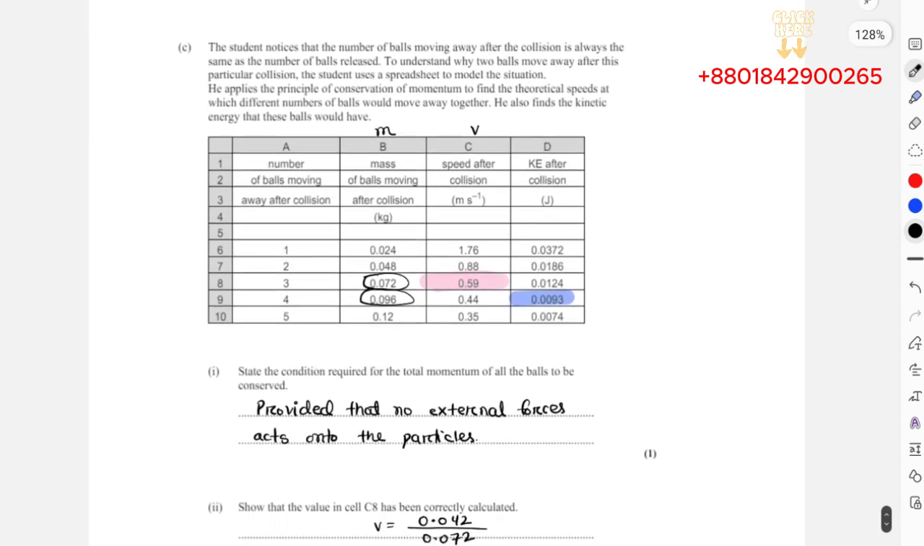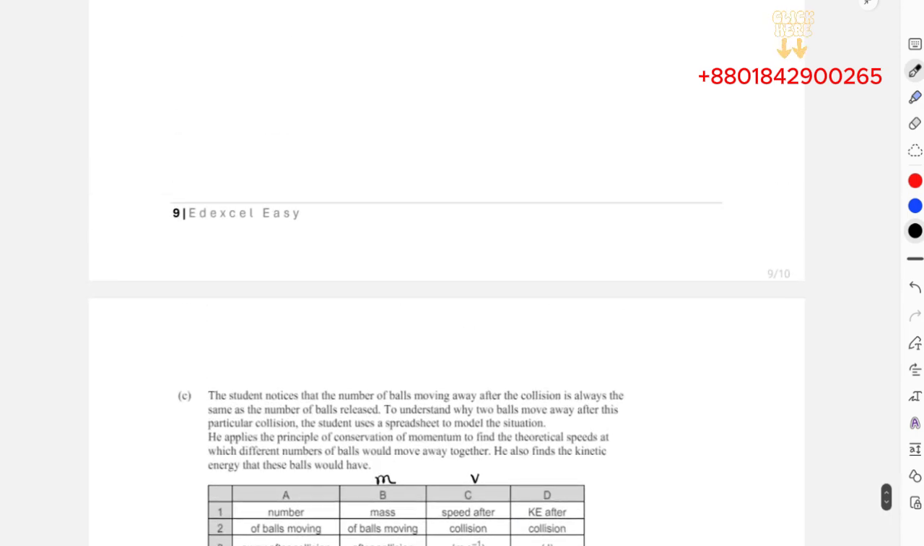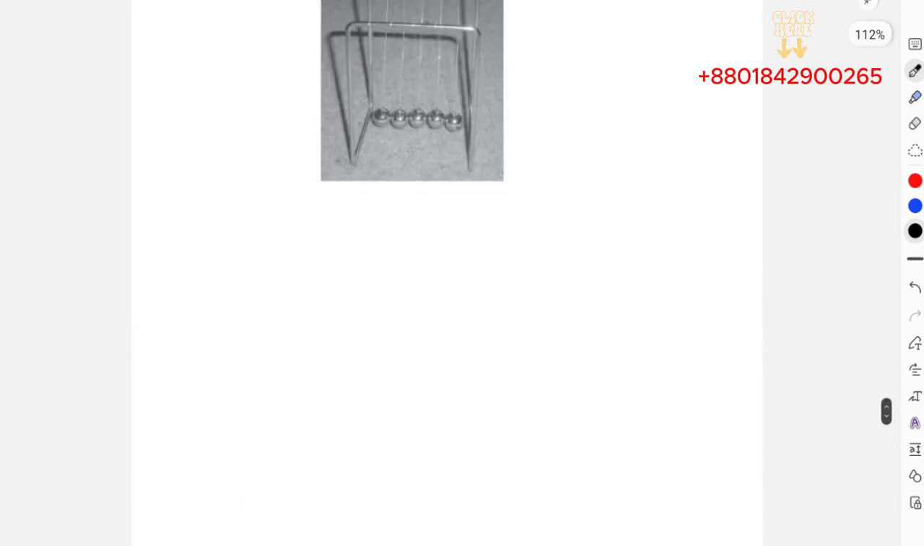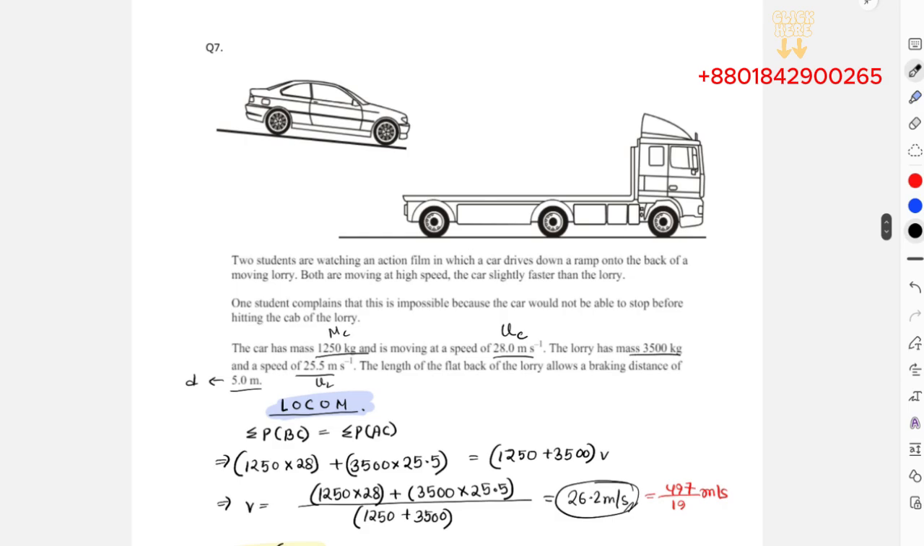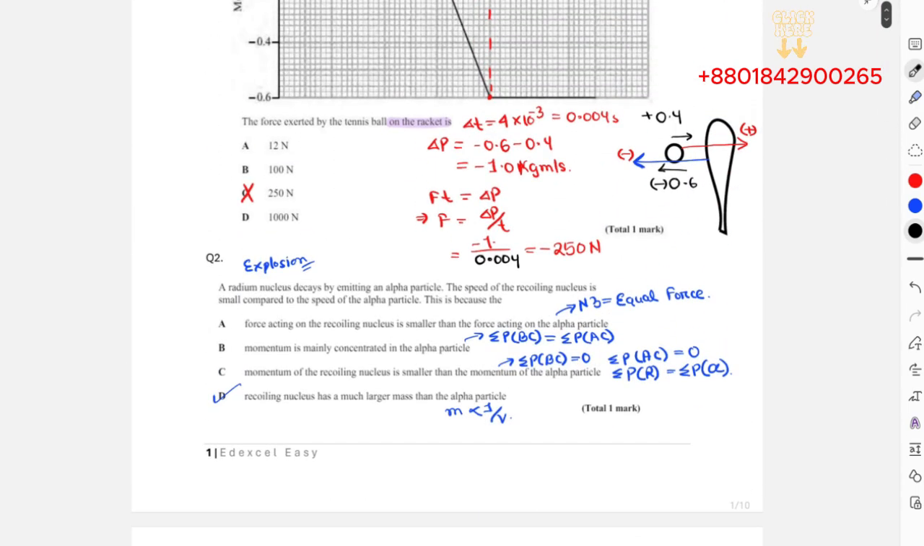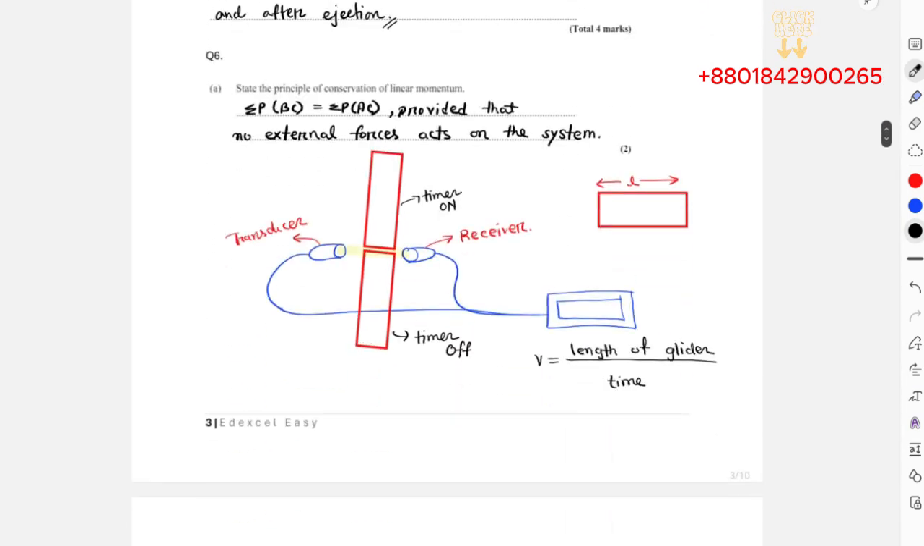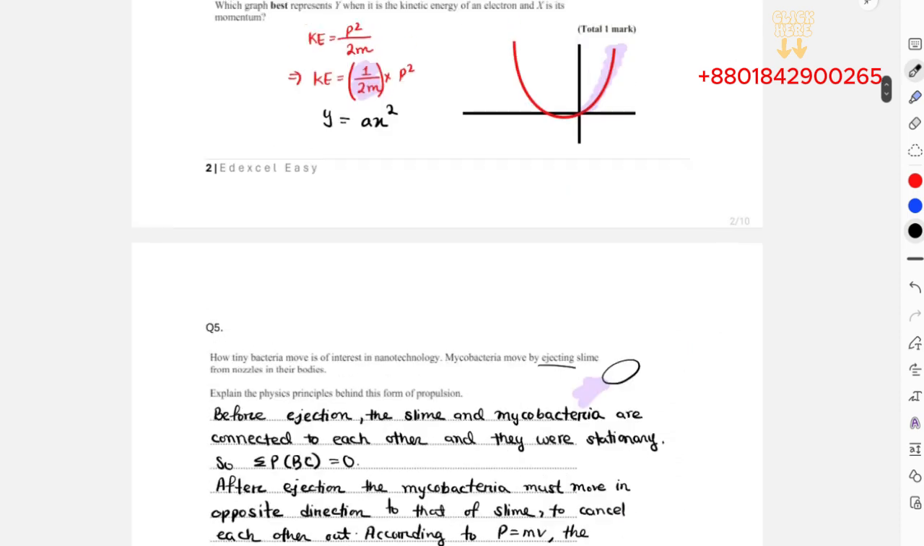We are done with the linear momentum worksheet one, and that is it. Now, this was only one linear momentum worksheet containing very tough calculations, then graph readings, MCQs, and also air tracks, right? Light gates.